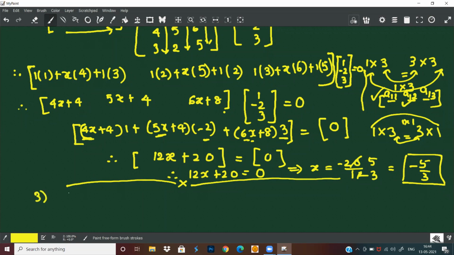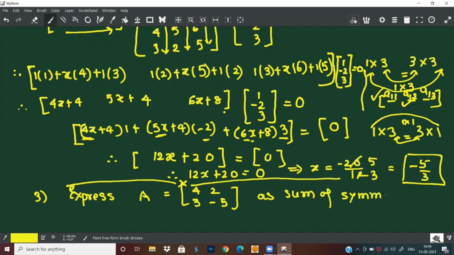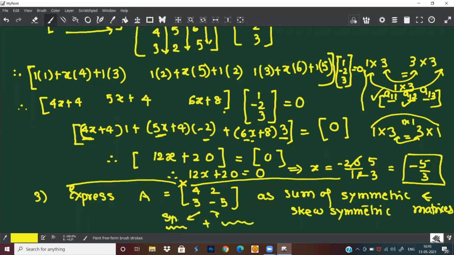Sum number 3. Express A, 4, 2, 3 and minus 5, as something plus something. This something should be a symmetric matrix and this should be a skew symmetric matrix. Means you have to express this as a sum of symmetric and skew symmetric matrices. This is what the sum is.